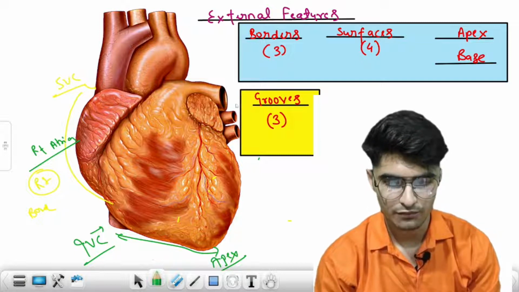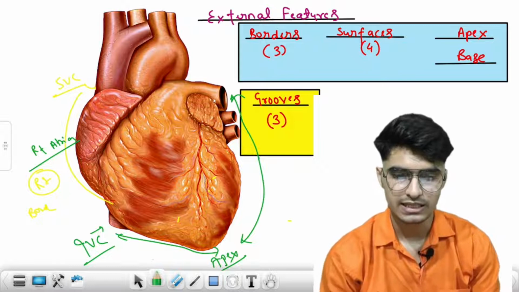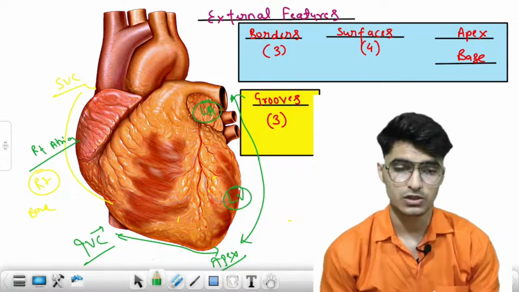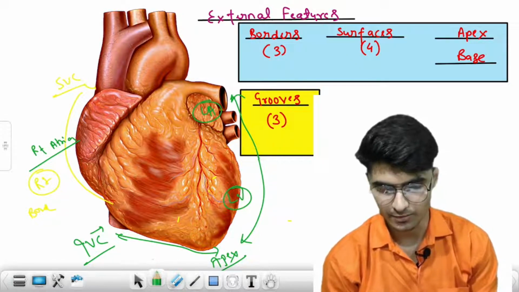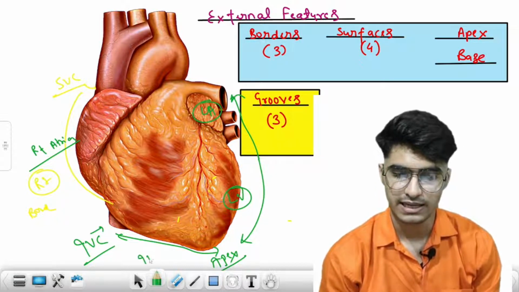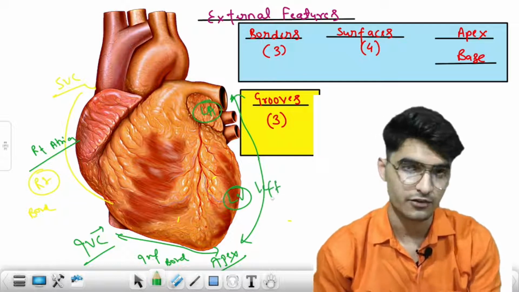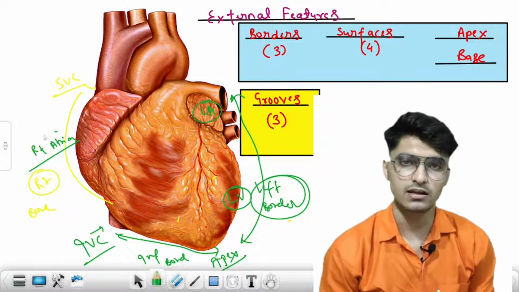And subsequently we have the left border, which is between the left auricle and the apex. So that is our left border, right border, and inferior border. The left border is formed by the left auricle and left ventricle, the inferior border is formed by the right ventricle, and the right border is formed by the right atrium. Okay, these are the borders.